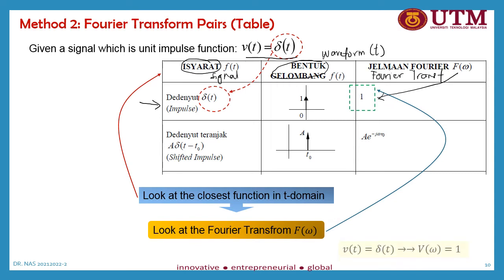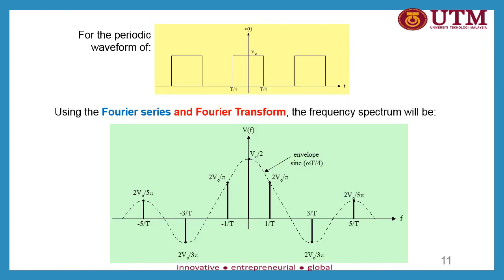Okay, so the signal, when you have a signal v(t) equal to delta(t), V(omega) equals 1. So it's the same as the first method. But still you need to understand the fundamental integration in order to get the Fourier transform. Okay, let's look at another example on a different shape of signal in time domain.